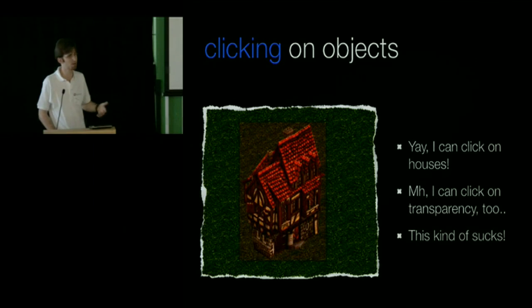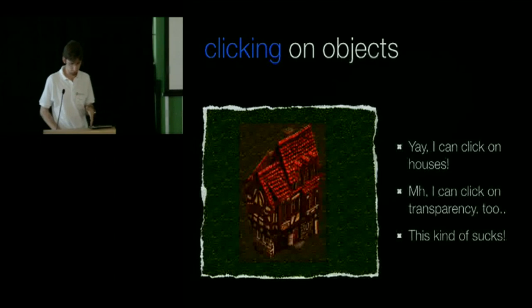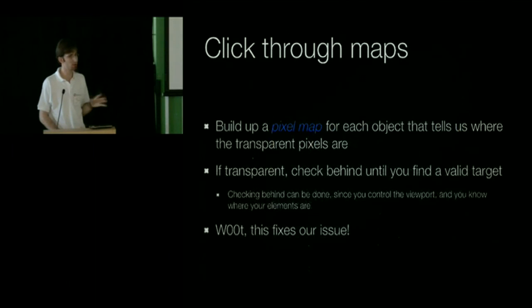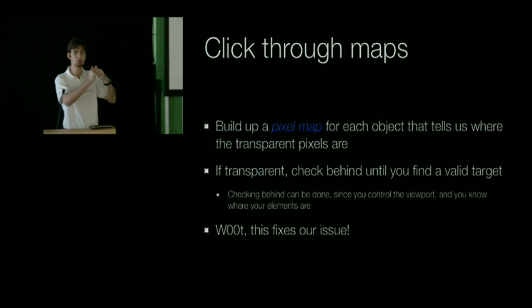So what we figured out, this kind of sucks. And we really wanted to match the user's intent. So you really need to be creative about that. We chose not to use canvas, but what we did now, we built click-through maps. What I mean by click-through maps is I build up a pixel map for each of those PNGs and objects that tell us where the transparent pixels are. And then in the event delegation, I'm filtering those transparent pixels out. So that means if you click on a house and you click on a transparent pixel, it will not execute that click. And this fixes our issue, which is really nice.